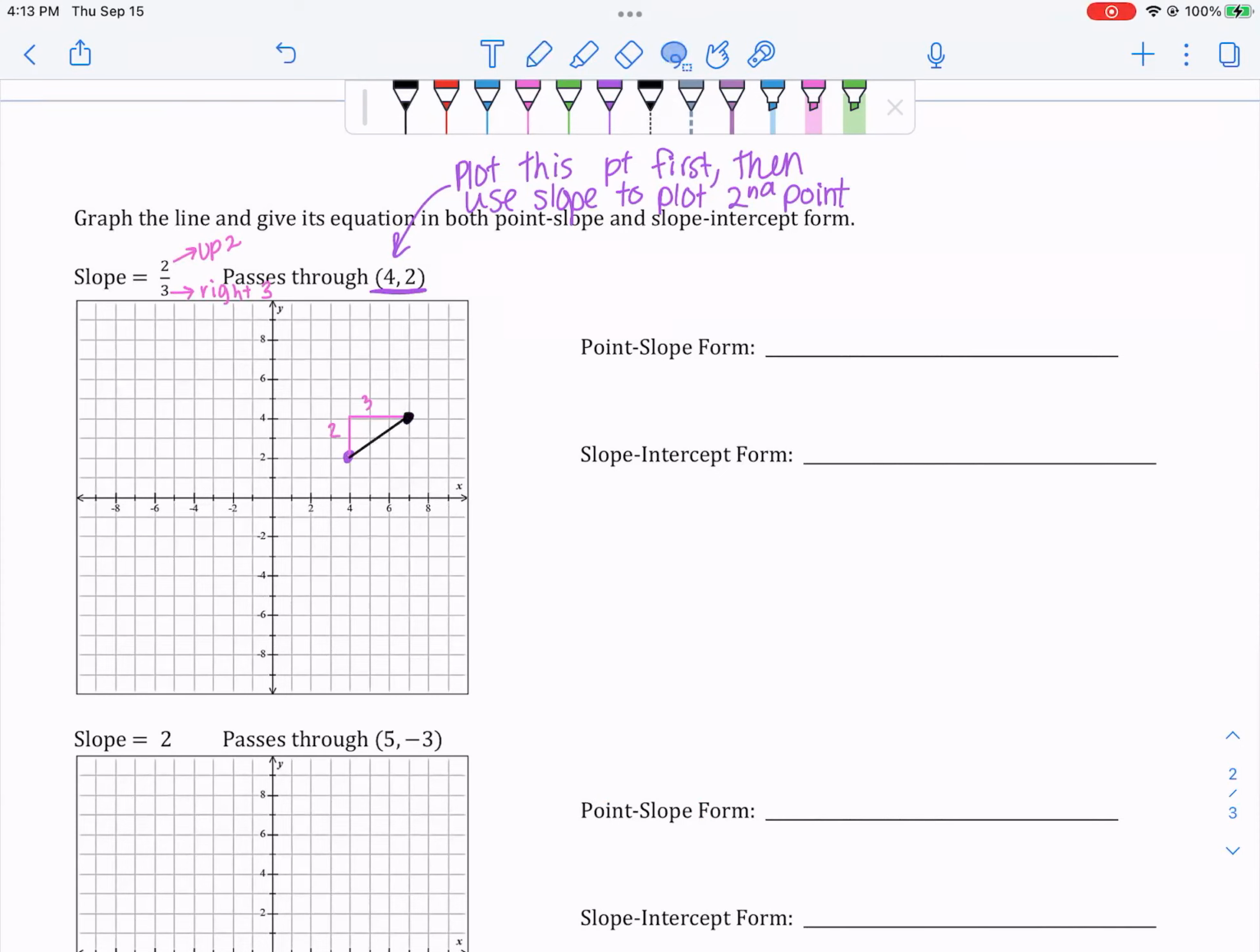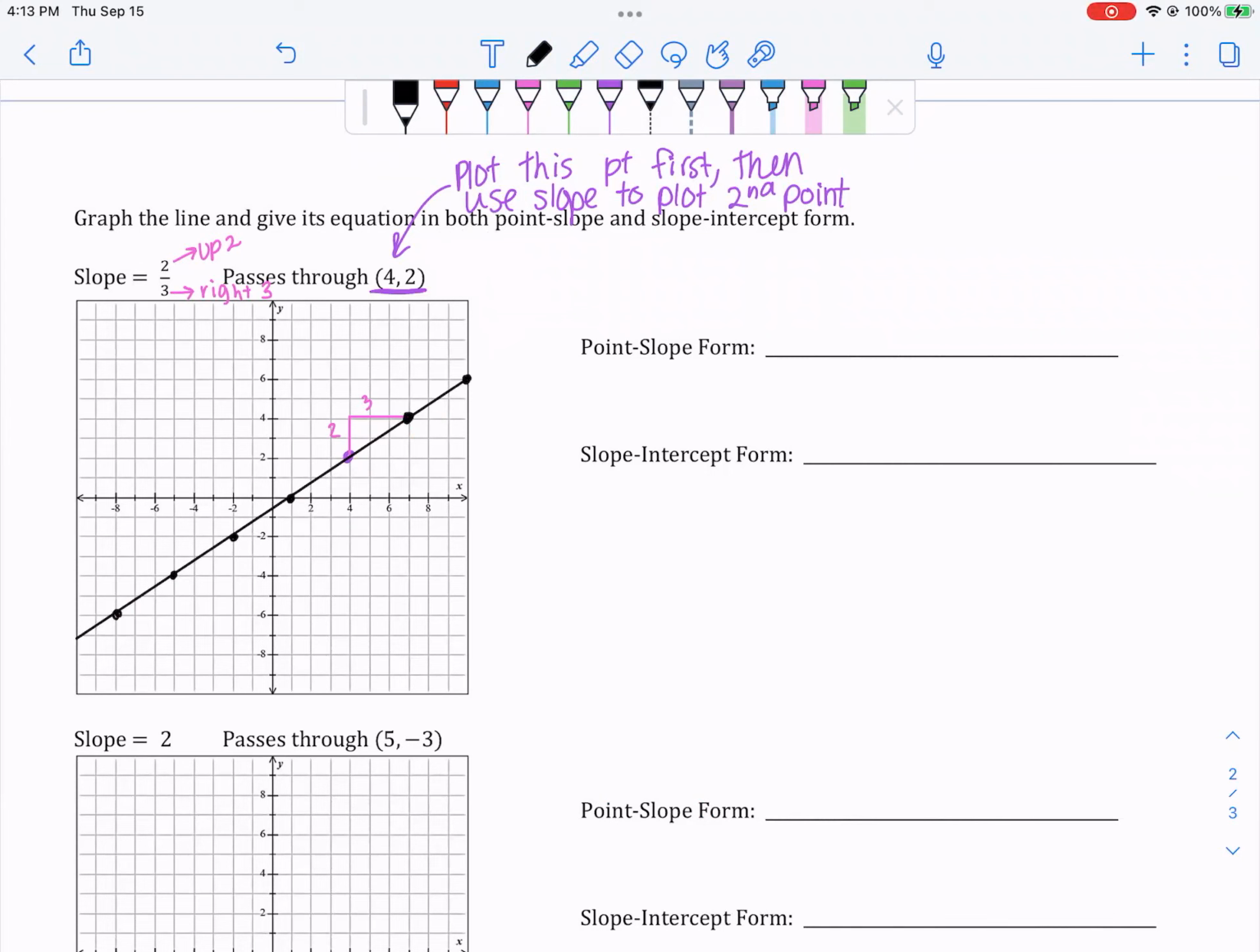We can continue, if we wanted to make more points, going up 2, right 3, and then we can move in the backwards direction, following this pattern going the other way. So down 2, left 3, down 2, left 3. Plot the point, plot the line.